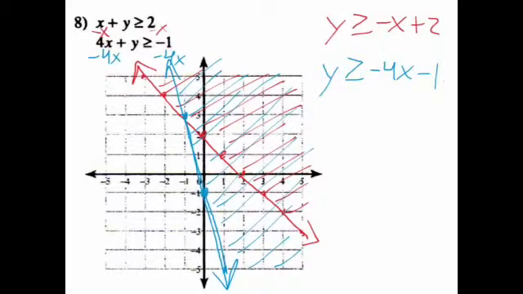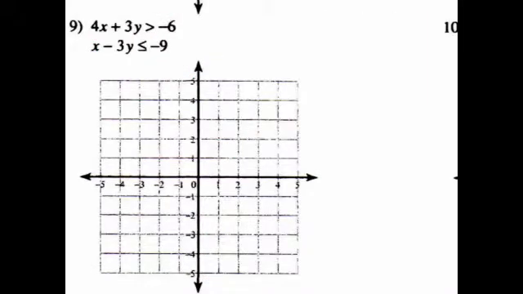And the double shaded region is where our solutions are. So there's this part here up until you reach the blue and the red line. So it's just right along the edges there. So there we go. And let's move on to 9.